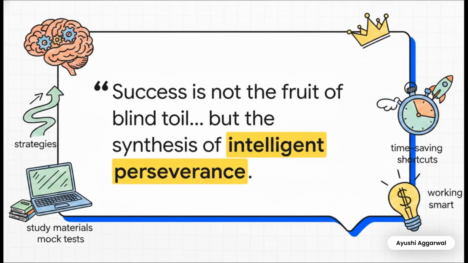To wrap up today's class, I want to leave you with this really powerful thought pulled directly from one of the English reading comprehension passages in our source material. Success is not the fruit of blind toil or cunning alone, but the synthesis of intelligent perseverance. In simple terms, bachon, you have to work smart, not just hard. Combine your hard work with these intelligent shortcuts, and success is absolutely yours.